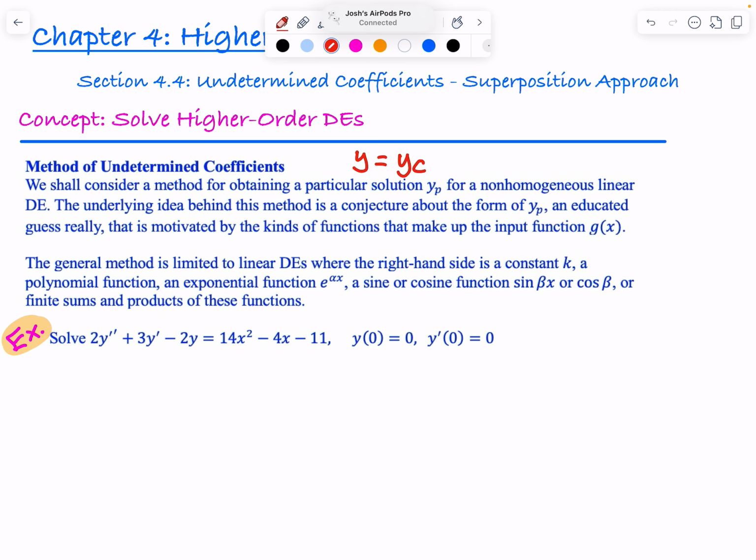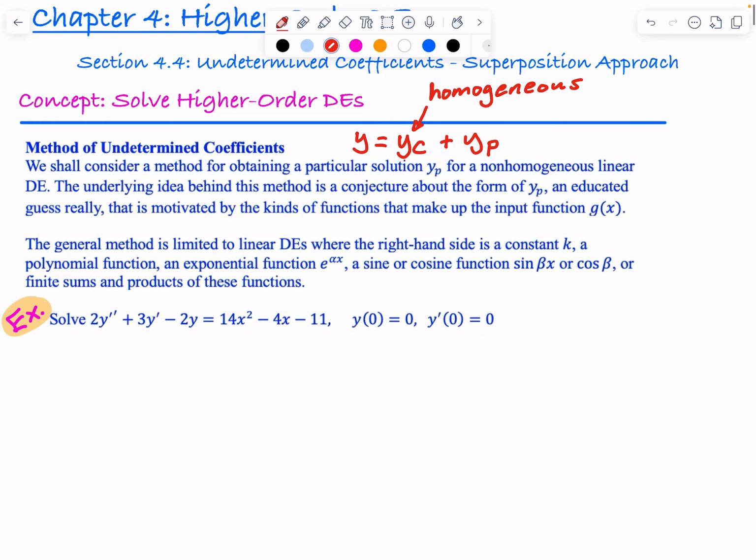our general solution will be the homogeneous case. So that's our homogeneous solution, and then it's going to be plus our particular solution. So we're going to have to find the solutions to the homogeneous case and then find a particular solution and then put them together. This method really is a guessing type method.